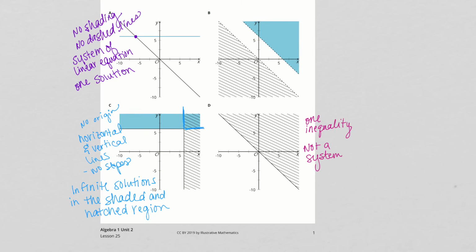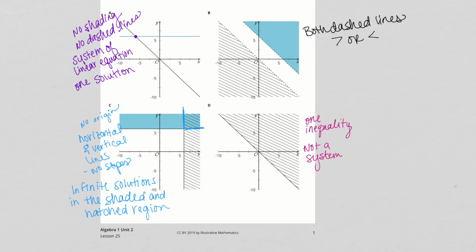Why does B not belong? Both are dotted lines, dash lines. So they're both dashed lines. If it's a dashed line, what does that mean? That it's not equal to, so it's greater than or less than.